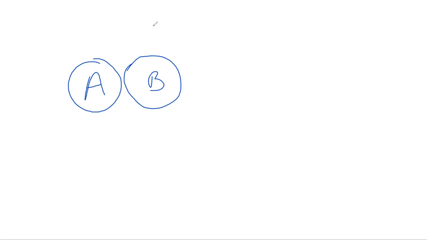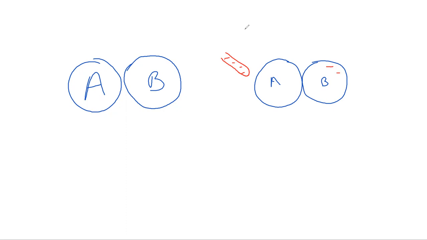So that's part A. Let's see, oh good, I made them touch this time. Now if we put that charged rod near it, and this has negatives in it, what's it going to do? Well, it's going to push all the negatives into sphere B.